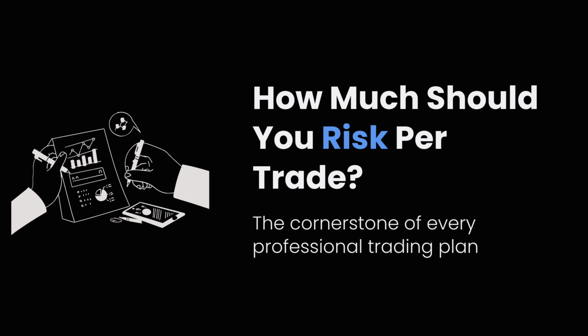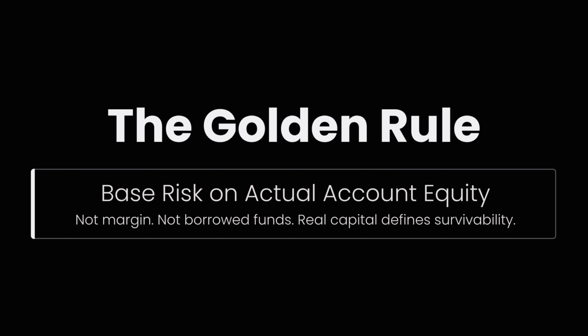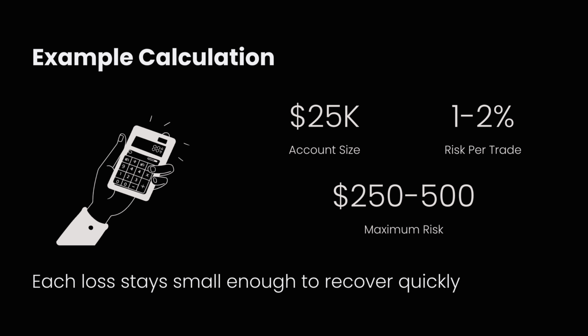Let's start with the foundation. How much should you risk on each trade? Use your actual account equity, not margin or borrowed funds. This is critical. If you have $25,000 in your account, your risk allocation per trade is typically 1 to 2%. That means $250 to $500 maximum risk per position. This consistent approach keeps losses manageable and lets you recover quickly from drawdowns.